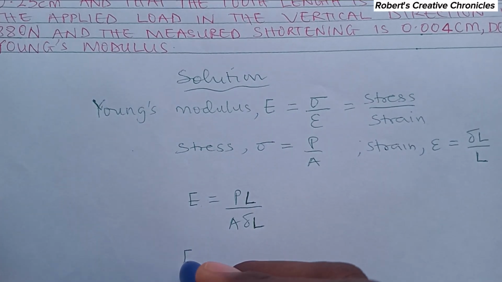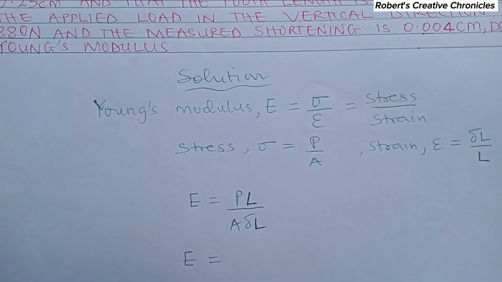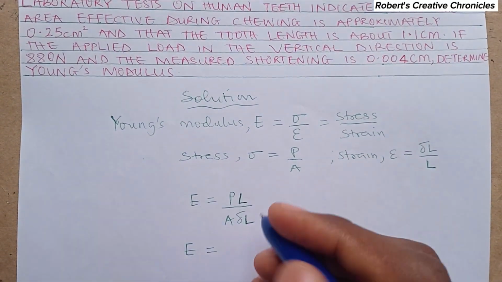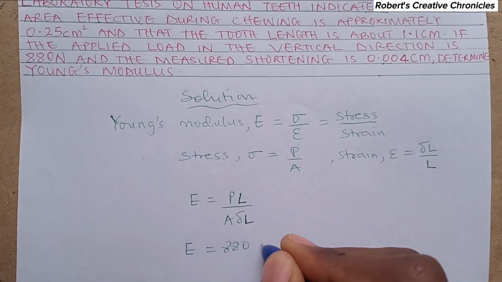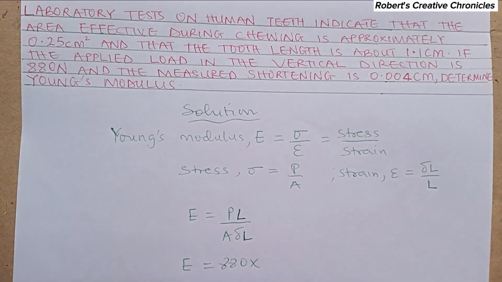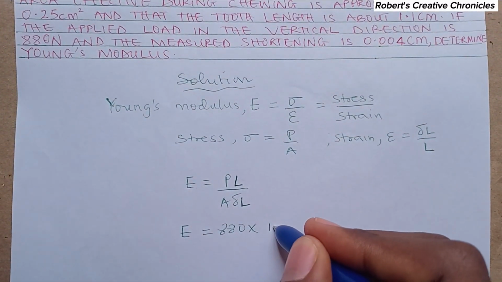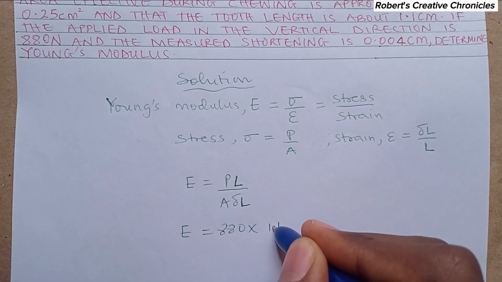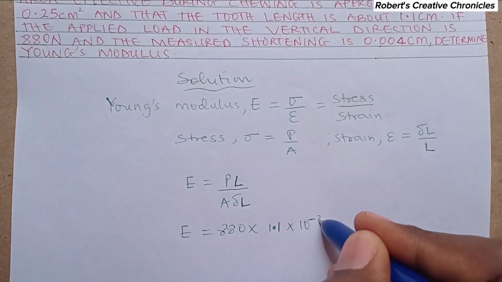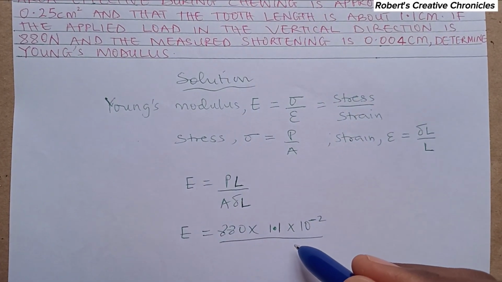So now, the Young's modulus, what's the force? The force here is 880 Newton. So we have 880 times what's the length? The length is 1.1 centimeter. So this is 1.1. We'll convert this centimeter to meter, so it will be times 10 raised to the power of minus 2, since centi is 10 raised to the power of minus 2.